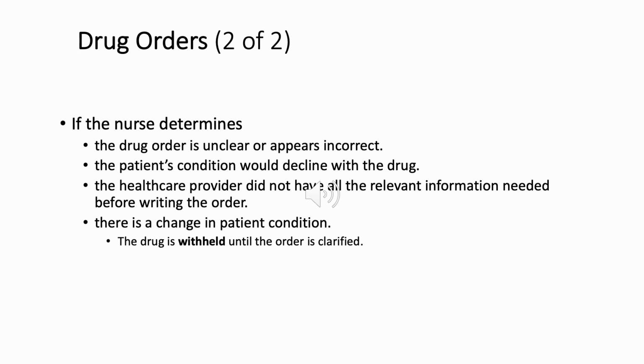If you determine that: 1. Any part of the order is incorrect or unclear, 2. The patient's condition would be made worse by the drug, 3. The person ordering the drug may not have had all of the information needed about the patient when the drug therapy was planned, or 4. There has been a change in the patient's condition and a question has arisen about whether the drug should be given. The drug should be withheld, that is, not given until the question can be answered and the healthcare provider called.